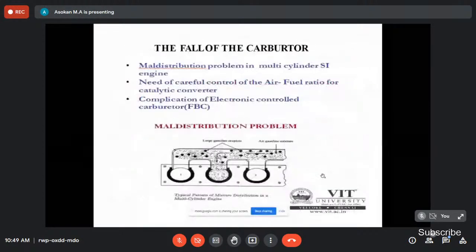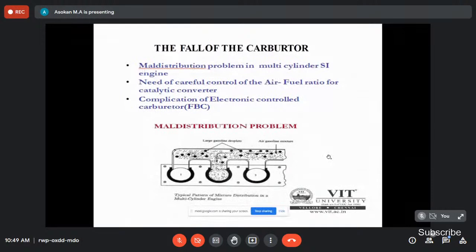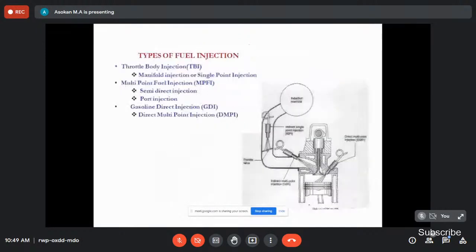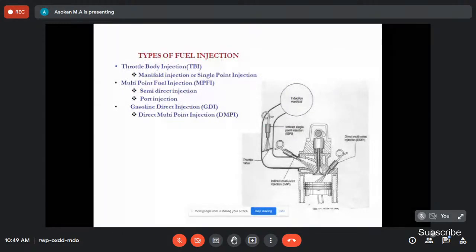Okay, I already explained the multi-cylinder mixture distribution problem. What is the problem? In the case of a multi-cylinder engine, the correct amount of air fuel mixture is not supplied to all the cylinders. Some of the droplets are deposited on the walls. Then you go for the fuel injection system in the case of the SI engine. There are 3 types: throttle body injection, multi-point injection, and gasoline direct injection.